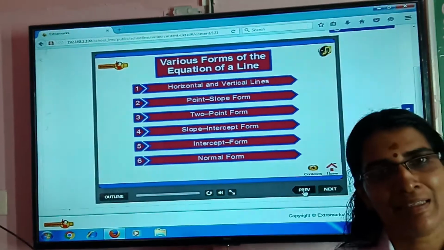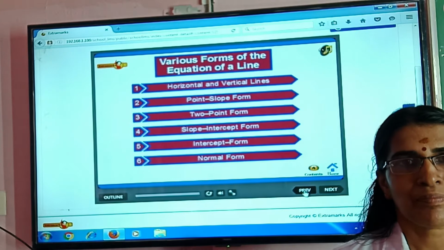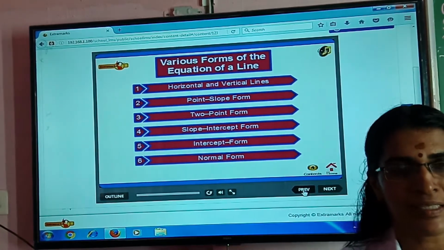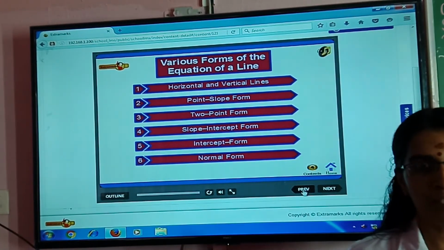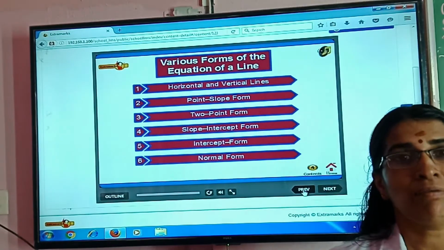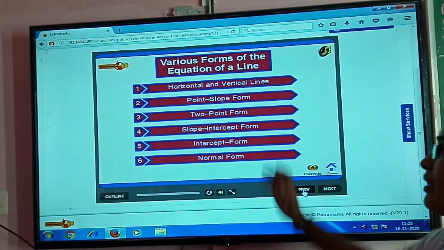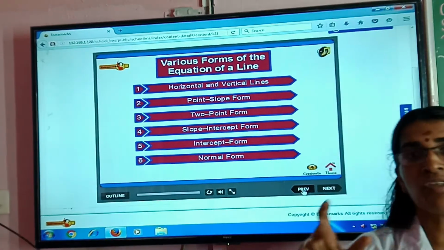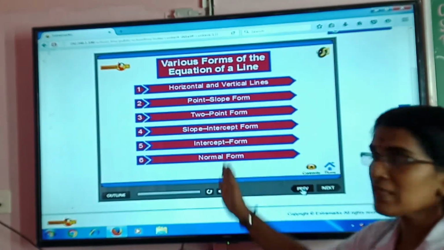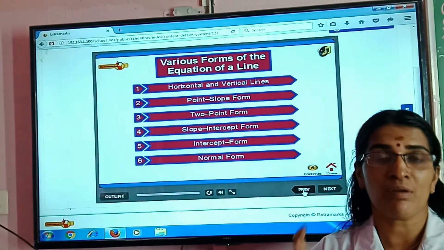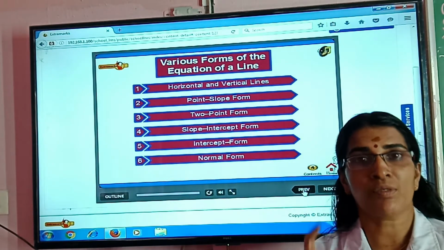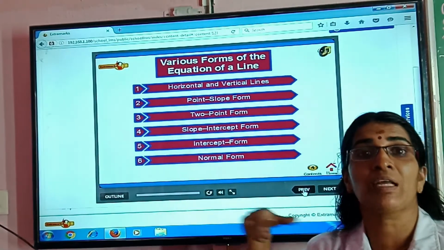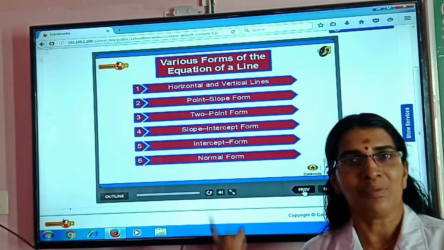Chapter 10, Straight Lines. We have started the slope of a line formulas and the different conditions in slope of lines that we have discussed in the previous classes. Now let us move to the next section, that is various forms of equation of a line. In equation of lines, these are the 6 forms of equation of a line. You have to study these 6 different types of equations. Let us move to this section.